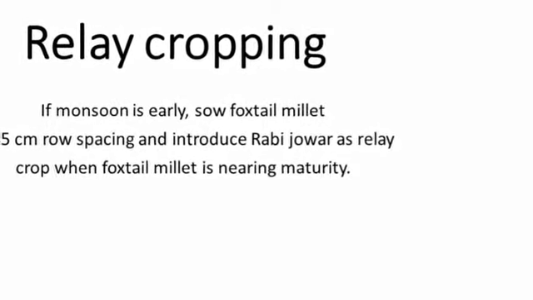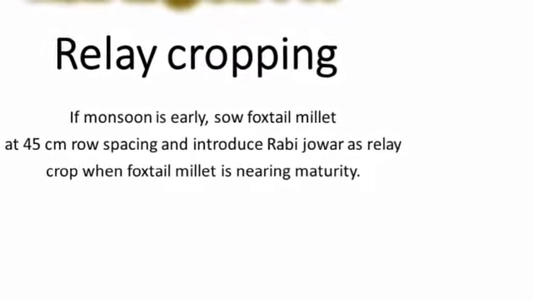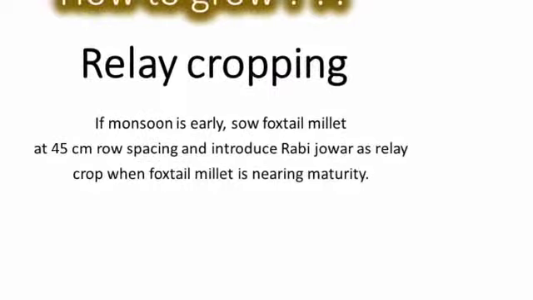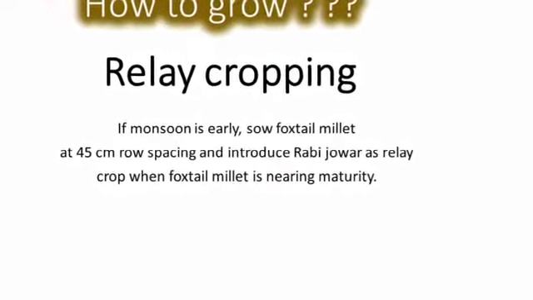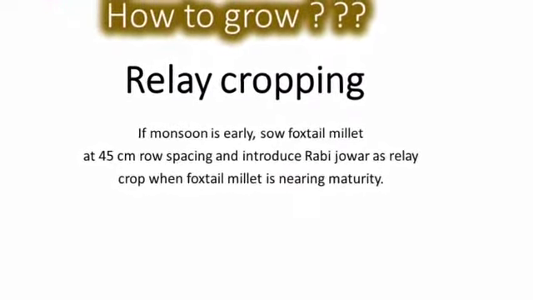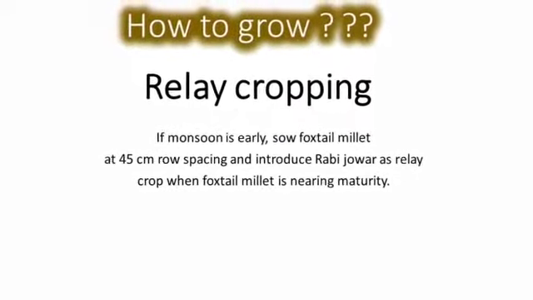Foxtail millet can be relayed, so that's interesting. If monsoon is early, sow foxtail millet at 45 cm row spacing and introduce rabi jawar as relay crop when foxtail millet is nearing maturity.